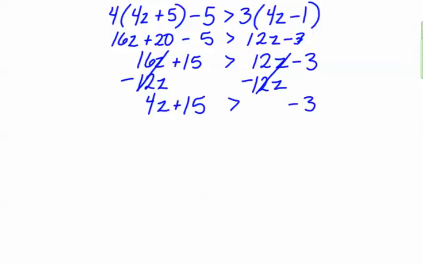Okay, now here we have a basic two-step inequality. The goal is to use inverse operations to get the variable by itself. And in general, you try to reverse the order of operations. So here I've got plus 15. Let's get rid of that. We've got to do to one side of our inequality what we do to the other, just like an equation.